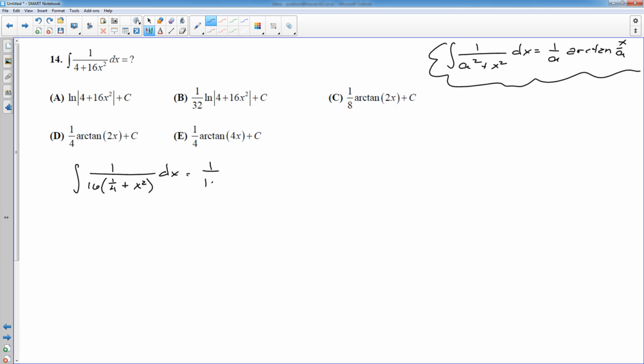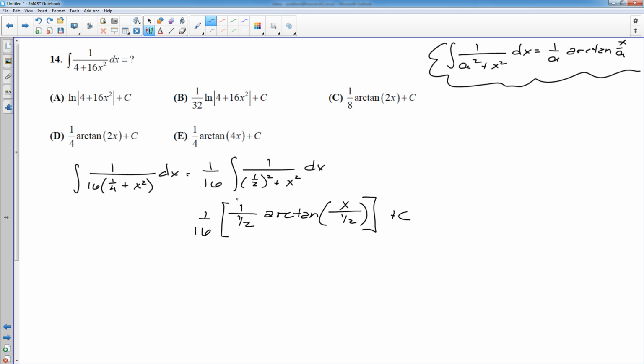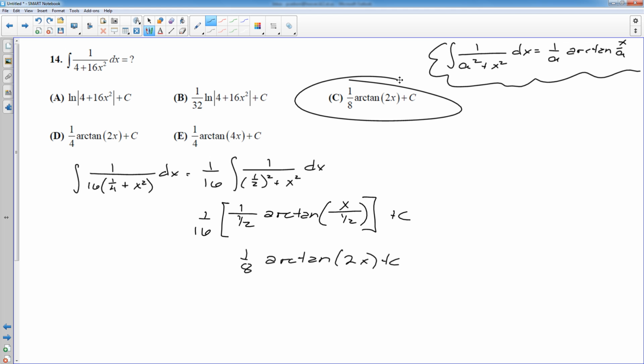I could pull that 16 all the way out. 1/4 is the same thing as 1/2 squared plus x squared. And now I am in this format where I can use the formula. So that's going to be 1/16 times 1 over the number being squared, arctangent of x over the number being squared, plus c. 1 over 1/2 is the same as 2. 2 over 16 is 1/8. Arctan x divided by 1/2 is the same thing as 2x, plus c.